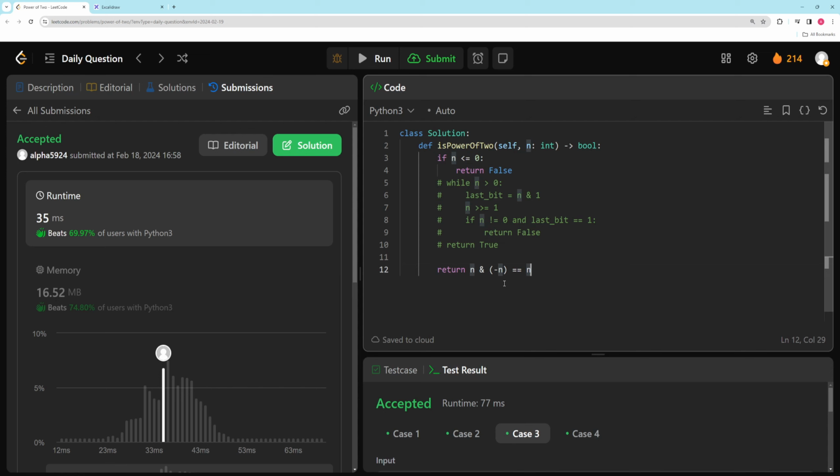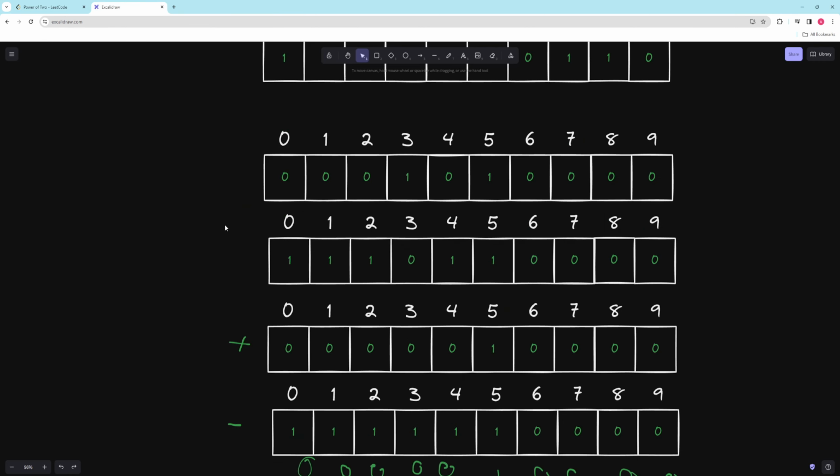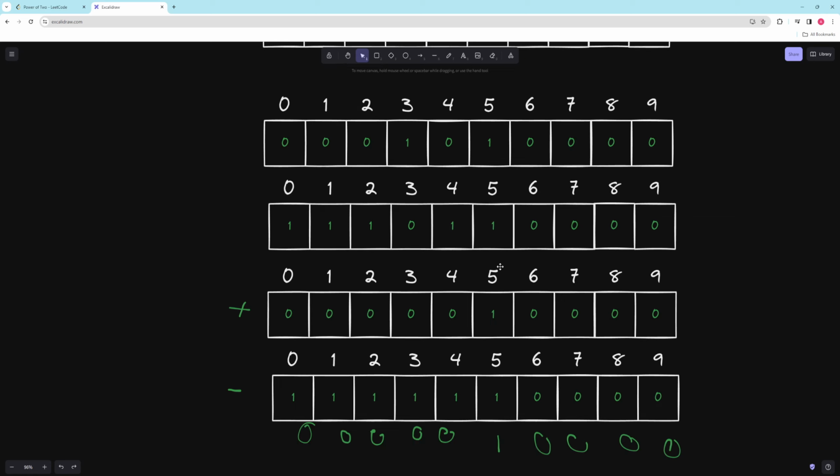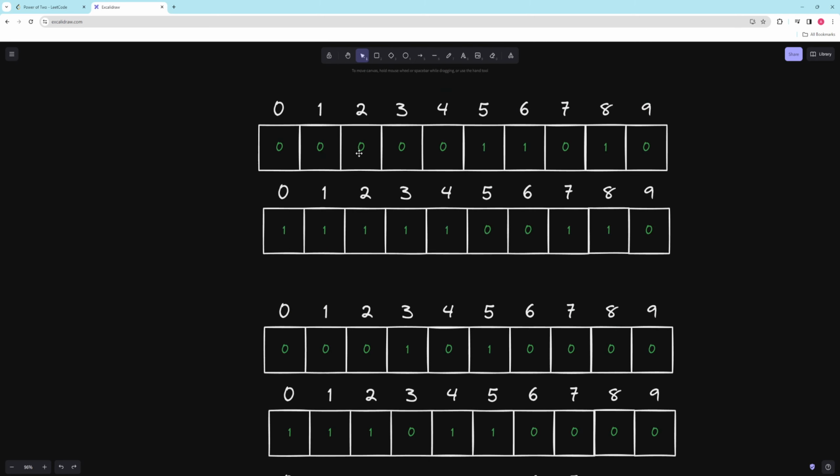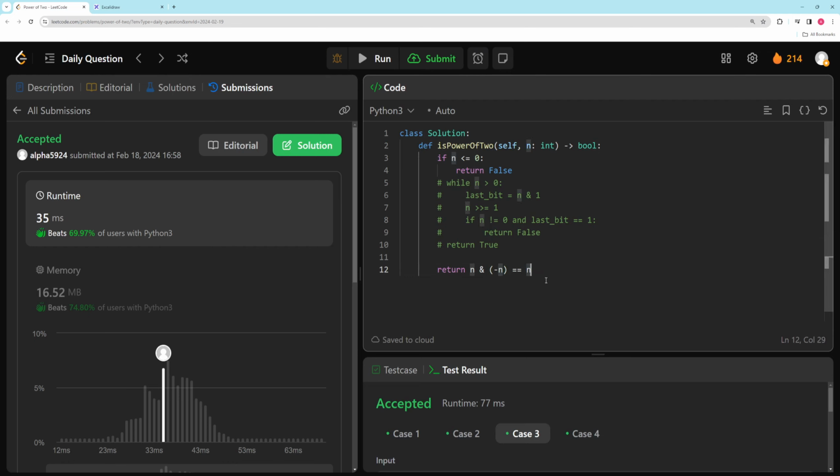But essentially, this is a cool trick to know, because when you do n and negative n, you will basically only preserve the rightmost bit, because in a two's complement number, the rightmost bit will stay the same and every other bit will be different, from the left anyway. Like I said, once you see these, it makes a lot of sense, but it's pretty hard to come up with. If you've never seen this before, definitely not something I would come up with for sure.